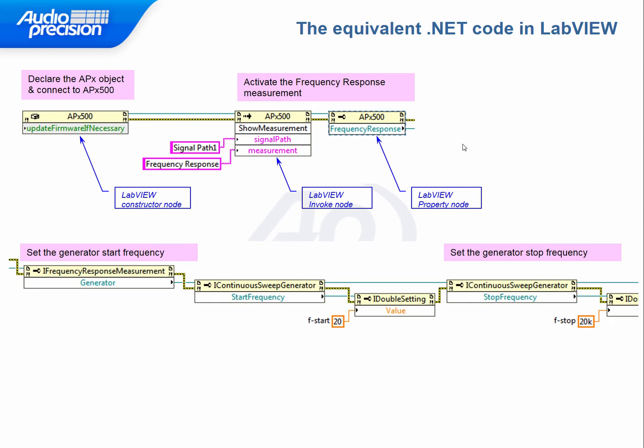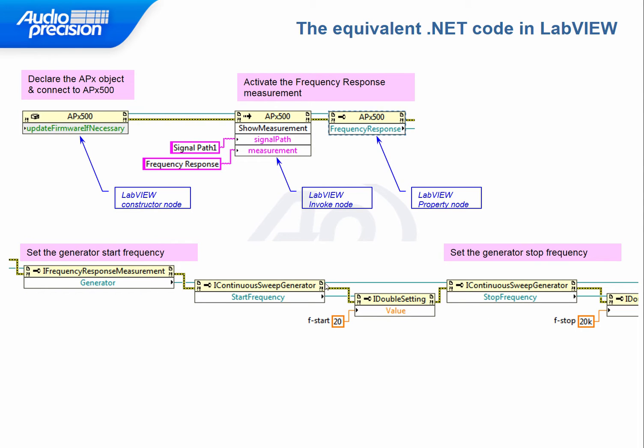If we were to carry on down the line, we would connect this wire to the input of the next node, which gets the frequency response generator property. The output of that node goes into another property node that gets the start frequency object. Then we would go to the value property, change the value of that property to write, and we would input a value of 20 hertz here.